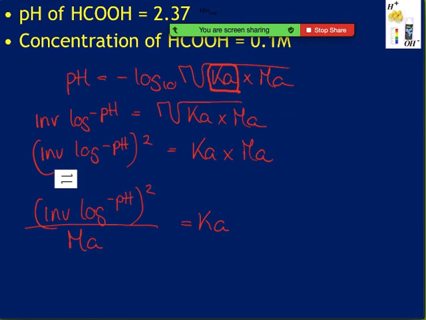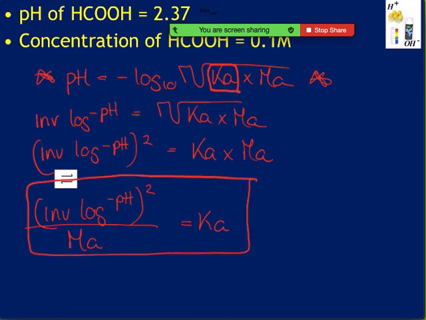So you have your little grey box, and that is the key formula. You can either derive it from this in real time, or you can just learn this and then apply it. So if we then put in what we have, it is inverse log of negative 2.37, squared, over 0.1. When you do all of that, it should come out as 1.8 by 10 to the minus 4.